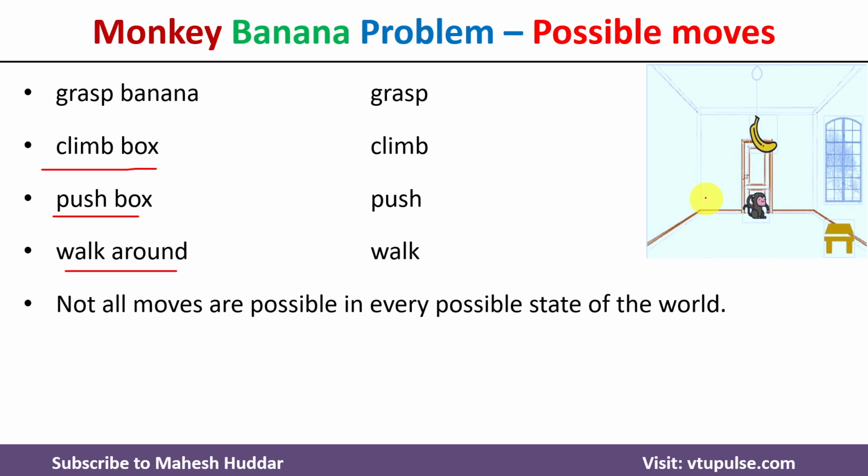Now, at this state, we need to remember one thing. All these four moves are not possible at all stages, because let's assume that the monkey is present at the window, then grasp is not possible. Grasp is possible only when the monkey is present on the box exactly at the middle, under the banana. Then only grasp is possible. Push is possible only when the monkey is present at the box. If the box is present at the window and the monkey is present at the door, push is not possible. So we need to remember that not all moves are possible in every state of the given world.